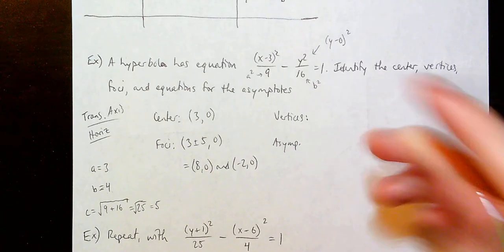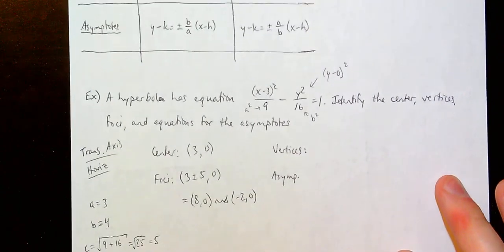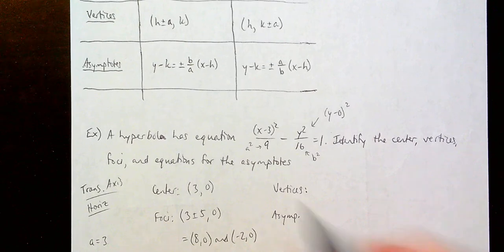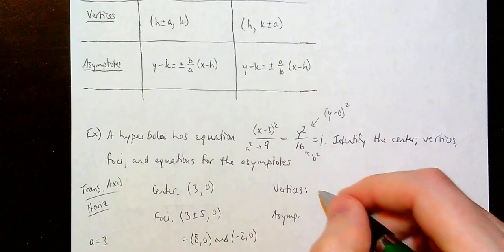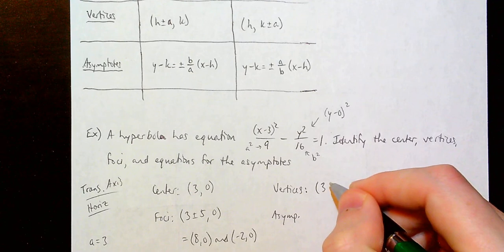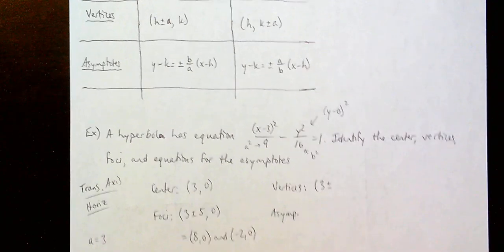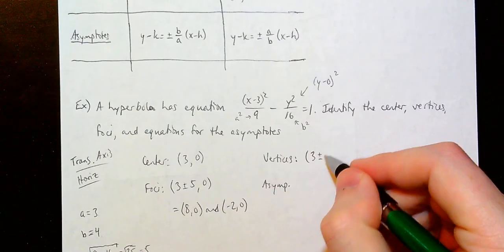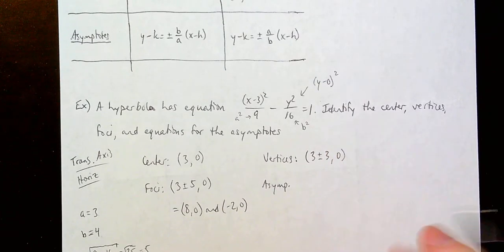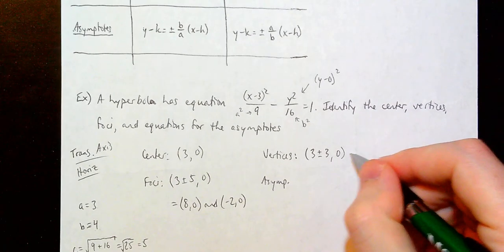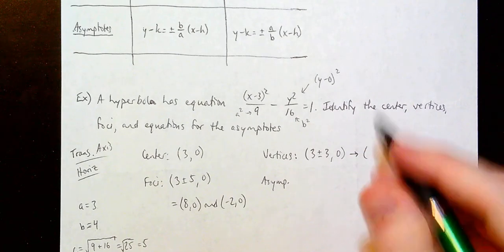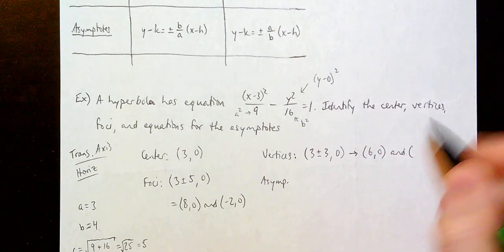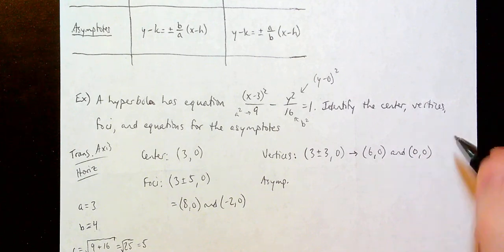The vertices, formula for the vertices: h plus or minus a, comma k. So again, h value of 3 plus or minus, we found that the a value itself was 3, comma 0. So if I do 3 plus 3, that gives me 6 comma 0. If I do 3 minus 3, that gives me 0 comma 0.